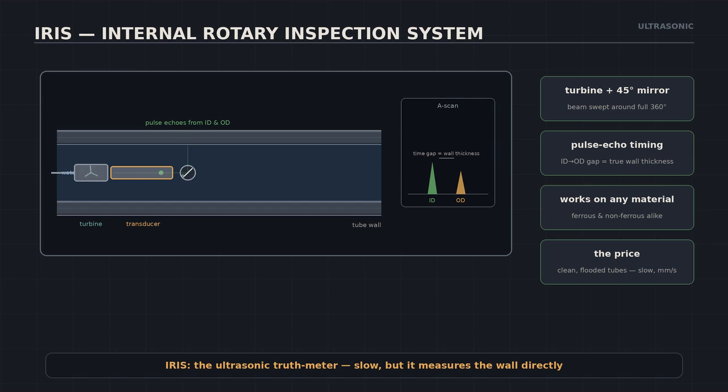The price: tubes must be clean and flooded, and it is slow. But when you need the truth about remaining wall, IRIS is the referee.